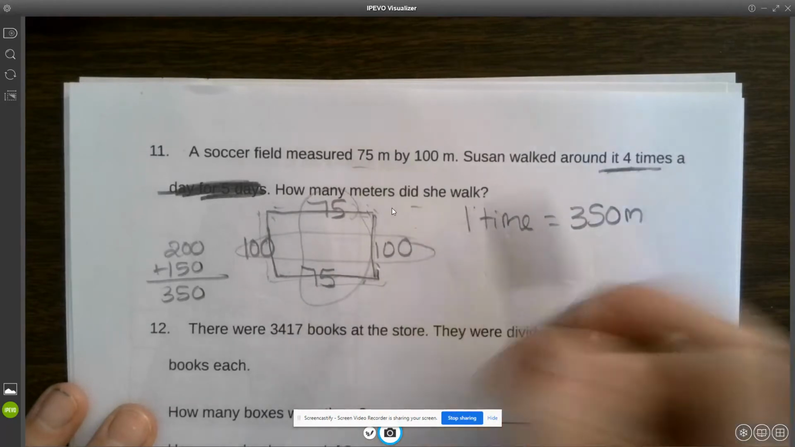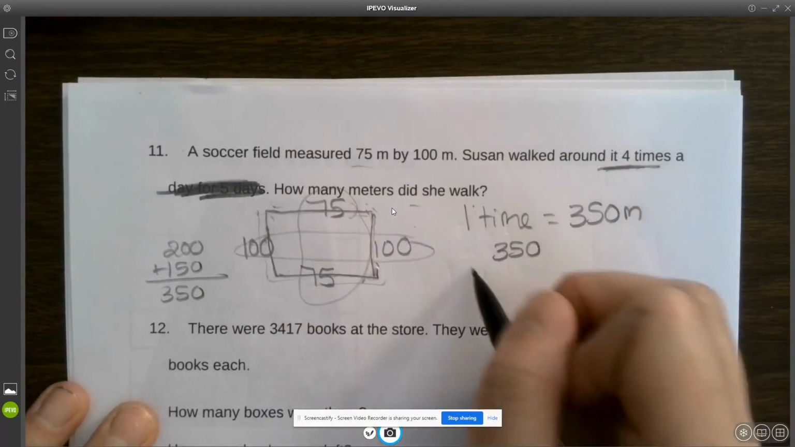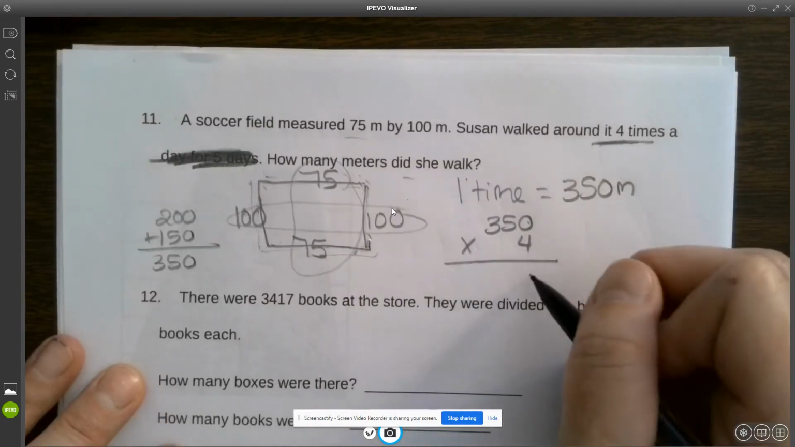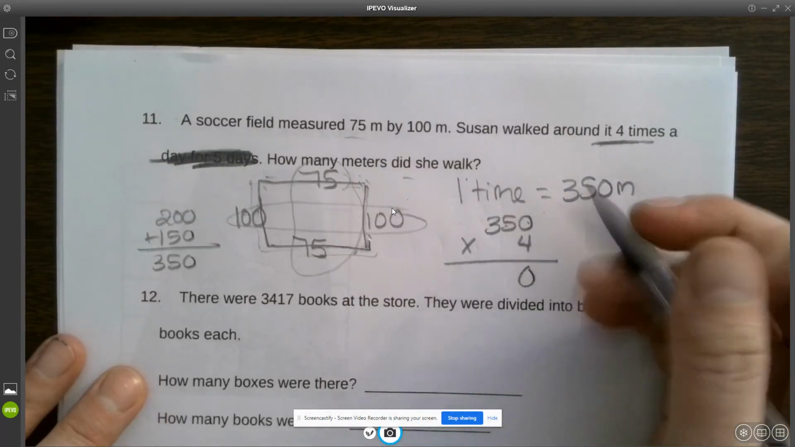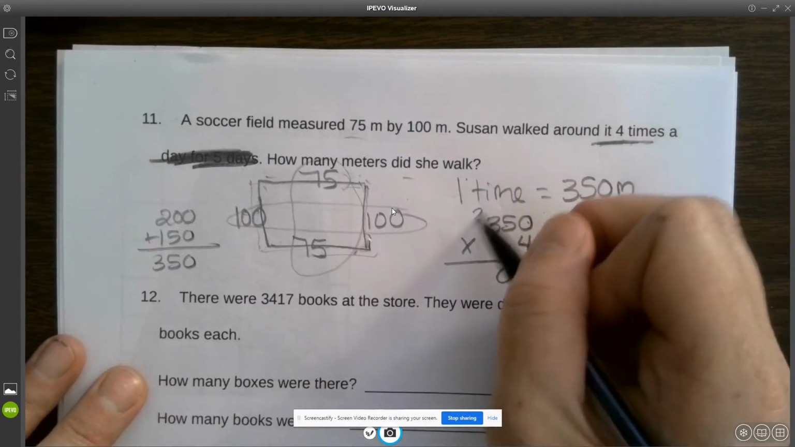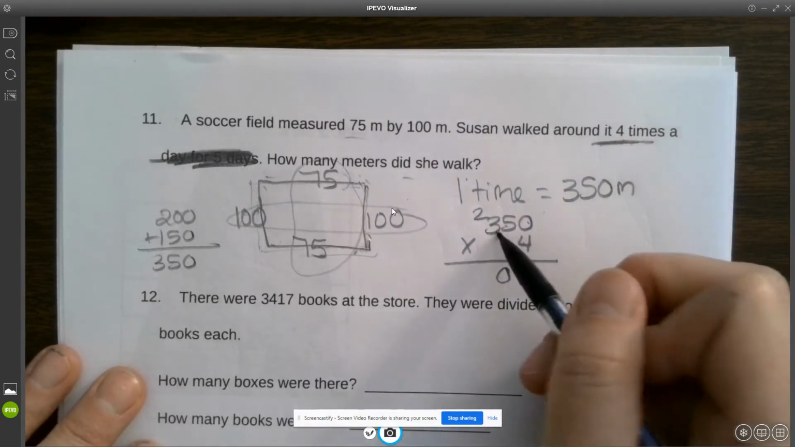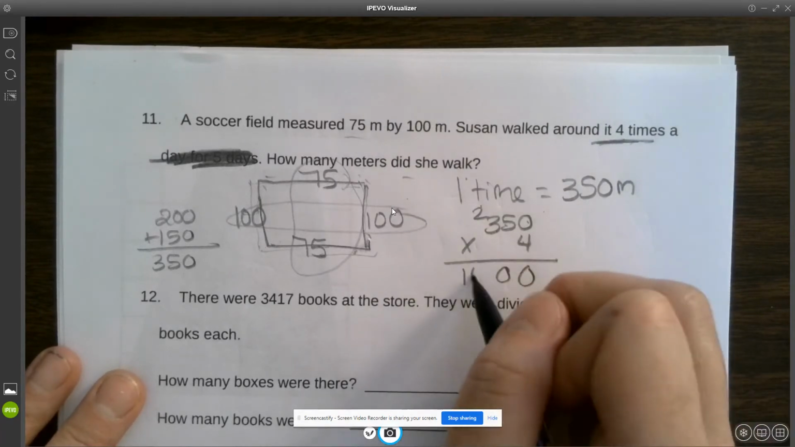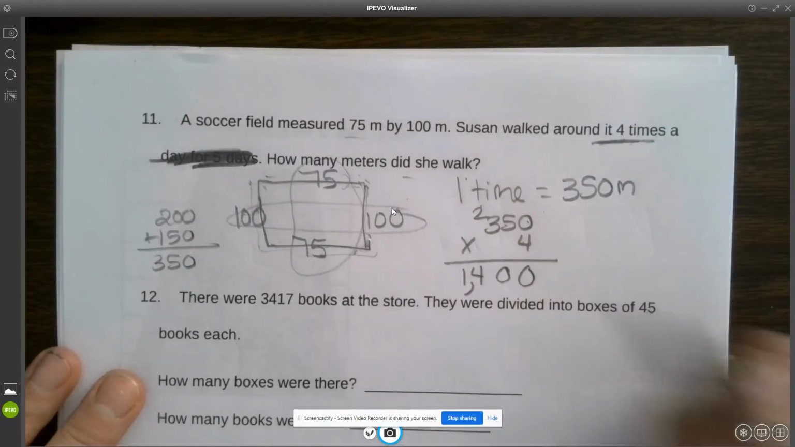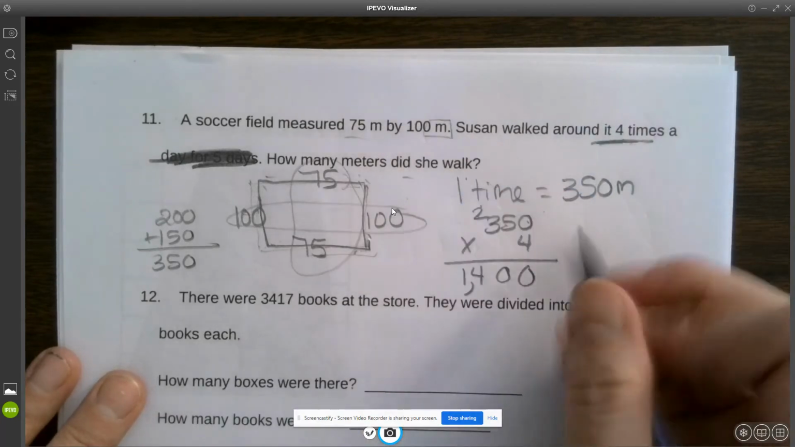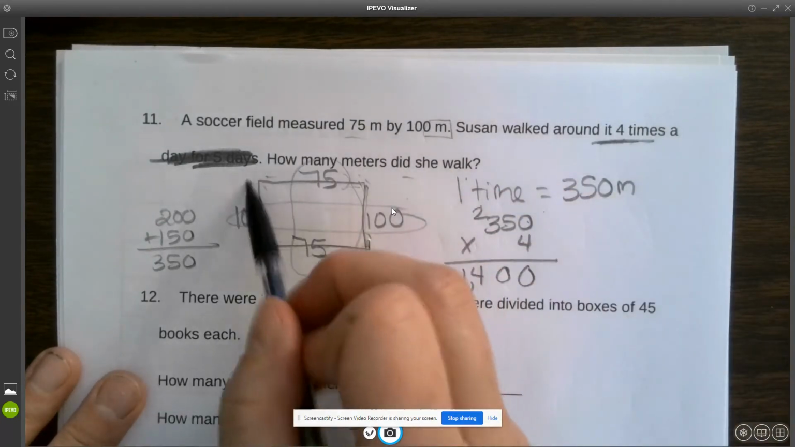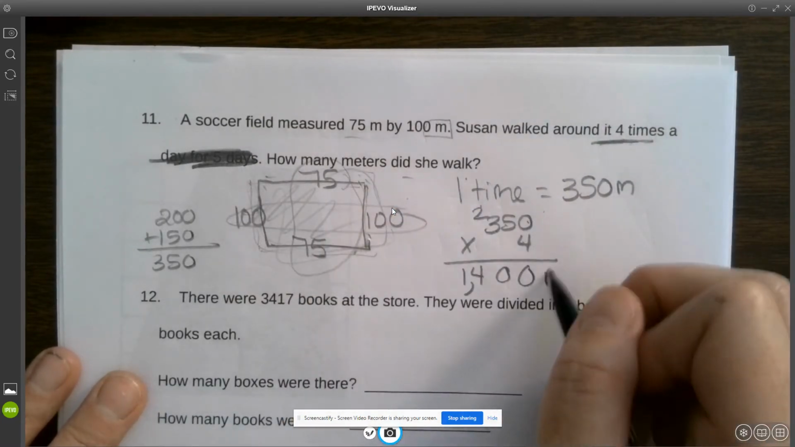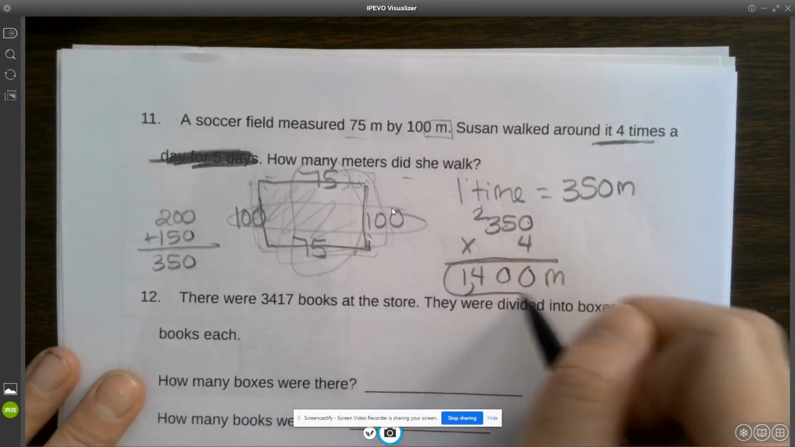So one time is 350 meters, but she walks around 4 times. How many meters did she walk? So we would have to go 350 times 4, because she did it 4 times. So 4 times 0 is 0. 4 times 5 is 20, so I put the 0, carry the 2. 4 times 3 is 12, plus 2, so it's 14. Put our comma, third one over, and then it's meters squared. Oh wait, no, it's not squared, it's perimeter. Perimeter is walking around, so we're not doing the inside, we're doing the around, so it's just meters. So she walked 1,400 meters.